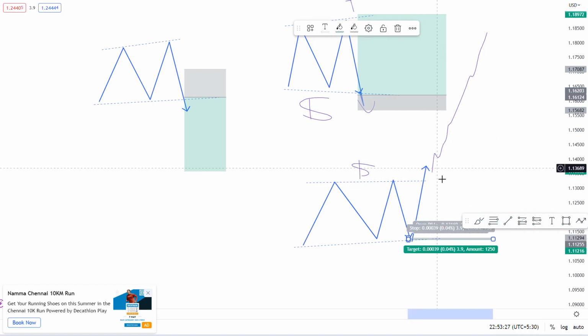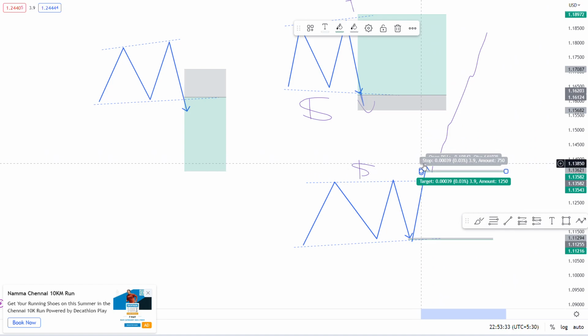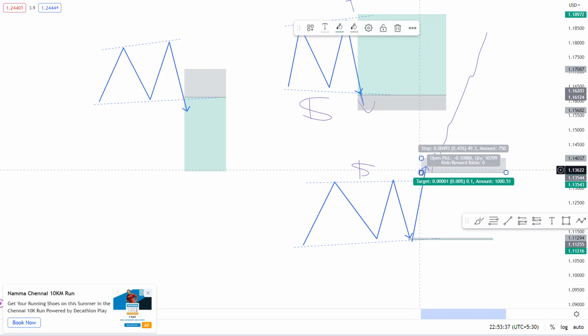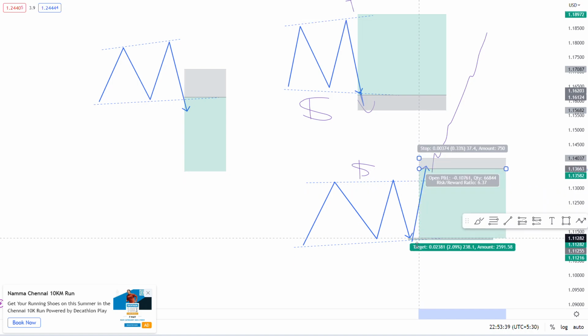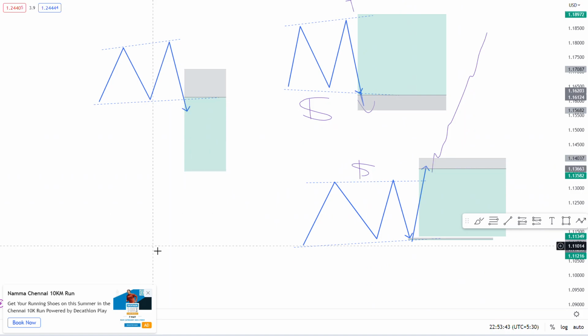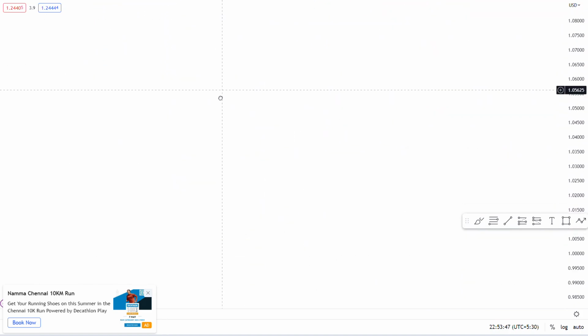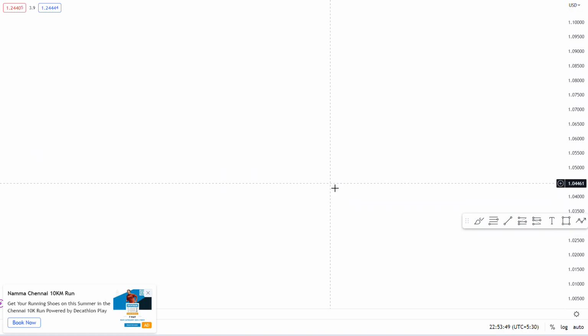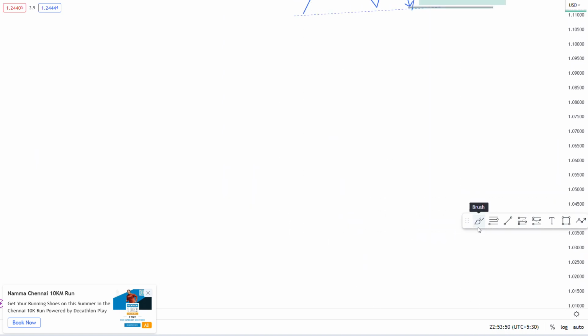Then the retailers will take the loss here. Same thing, what we will do is take the sell and target the sell side liquidity. This is how we trade the double top double bottom chart pattern deception. And now we will move to another pattern.